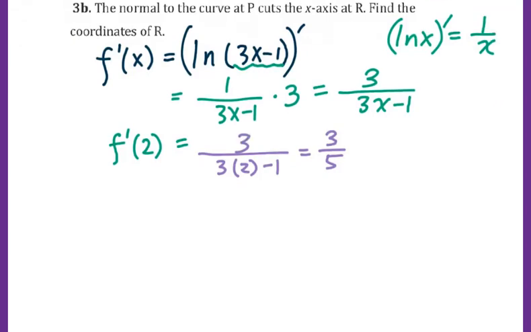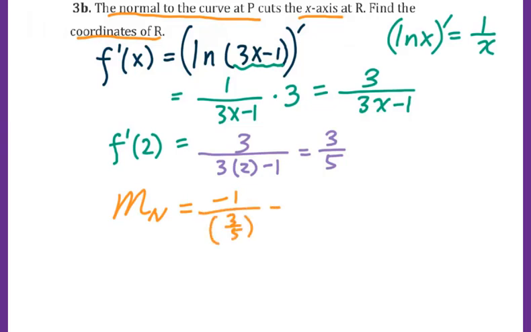Let's go to 3b. The normal to the curve at P cuts the x-axis at R. Find the coordinates of R. First of all, you will get the slope of the normal. That will be -1 over this 3 over 5. You will get -5 over 3. As we know, the slope of any line times the slope of its perpendicular line equals -1.